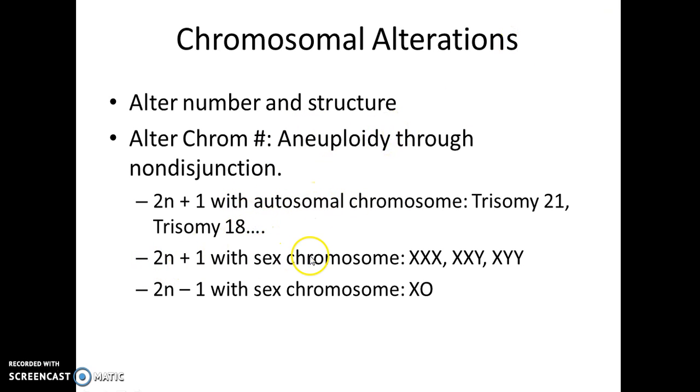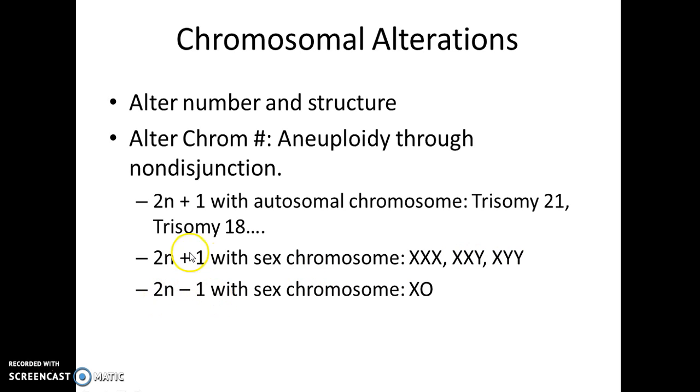If you have 2n plus 1 with sex chromosomes, you either have too many X's, like XXX, triple X, or XXY, which is Klinefelter's. It's a male because it has a Y chromosome, Y equals penis. XYY, which is Jacob syndrome. You can learn about that later.